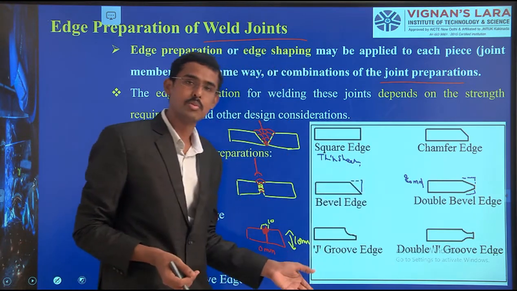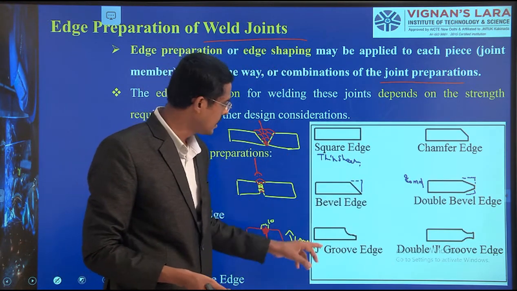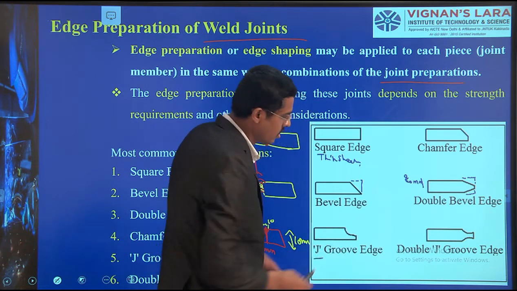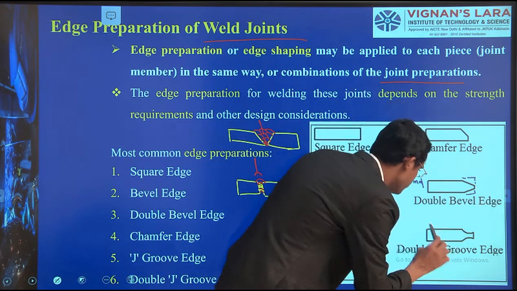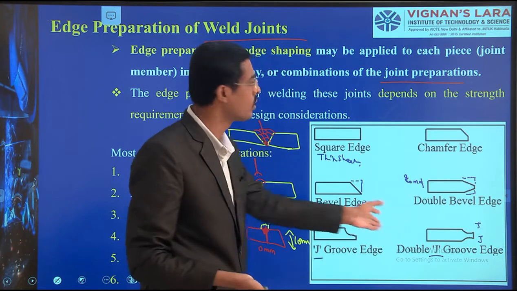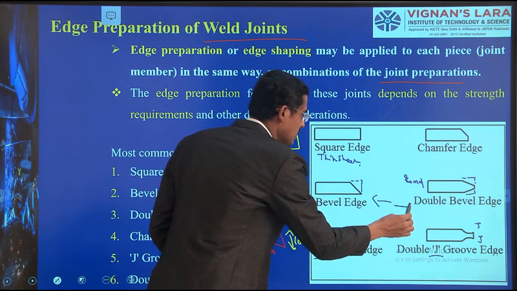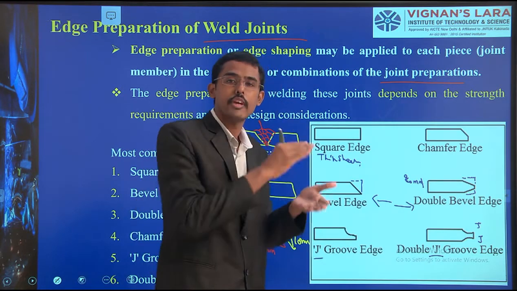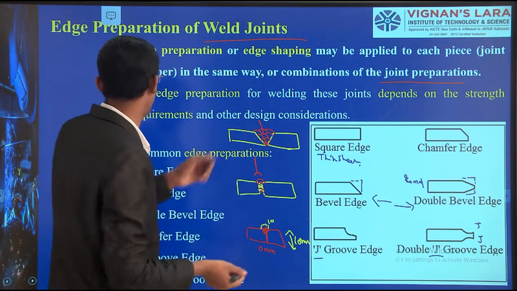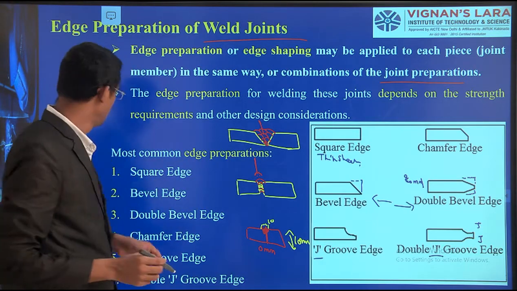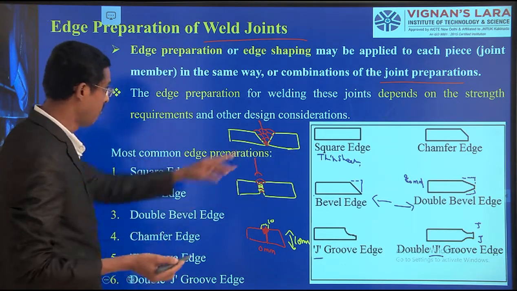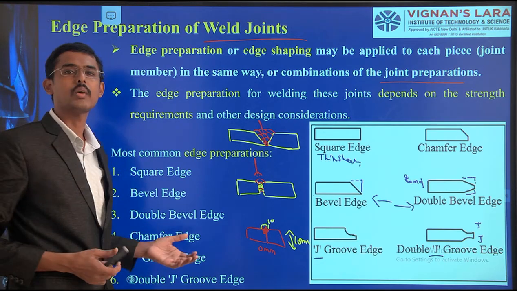Other types, in the same way, for small thickness there is the bevel edge, and also the J. It looks like a J, therefore it is called a J groove. Similarly, double J is also used, this side and this side. As we increase the thickness, we go to these. This side is less thickness, this side large thickness. In such ways, edge preparations make it possible to fill the electrode up to the 0th mm. That is what I understand. The most common edge preparations are the square edge, the bevel edge, the double bevel, the chamfer, the J groove, and the double J groove. Likewise, there are chances to create other shapes.